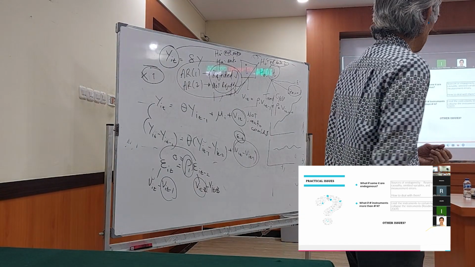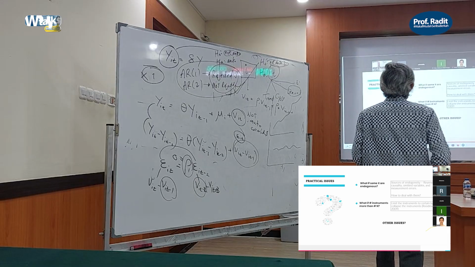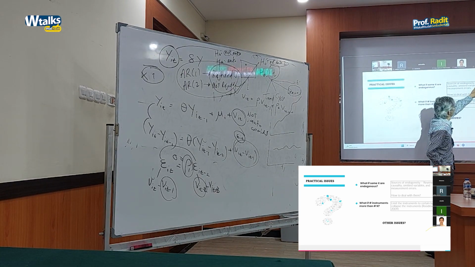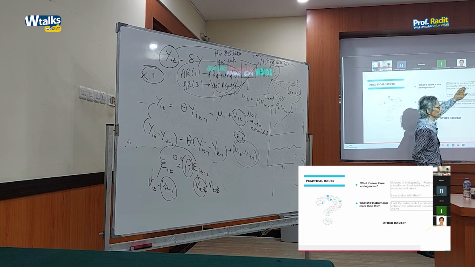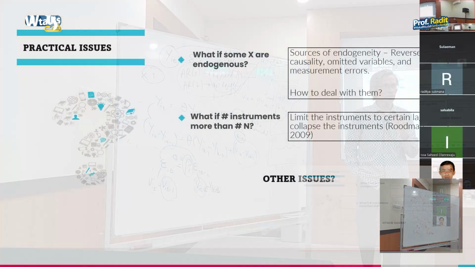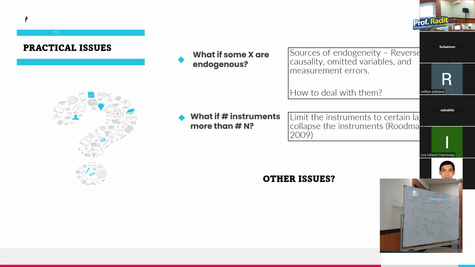And when X is endogenous, you have to understand basically two things: reverse causality or omitted variables. Endogeneity can result from reverse causality or because of omitted variables. Okay, for example.